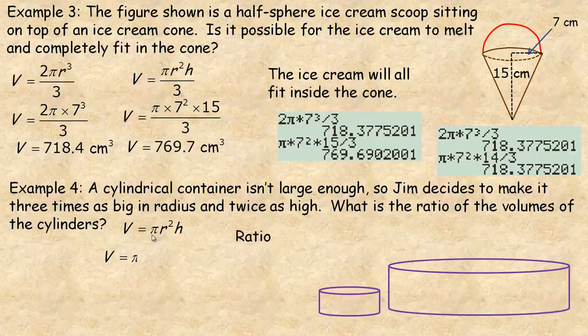So here's my volume formula. And so the bigger one, this one here, see there, it's 3 times the radius. So the radius has been replaced with 3r because it's 3 times as big. And it's twice as high, so I changed the h into 2h. Okay, the h has been doubled. Now, we're actually going to use the formula to figure out how many times bigger it is or what the ratio of the 2 volumes would be.